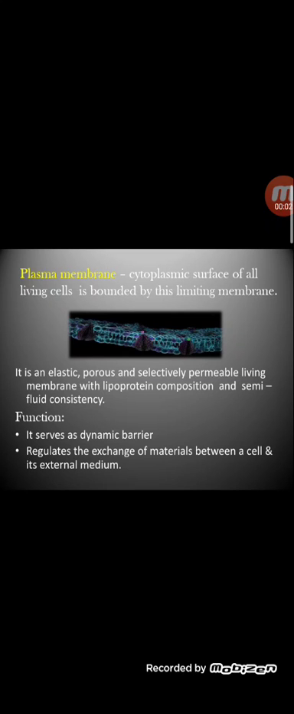So, plasma membrane, it is an elastic, porous and selectively permeable membrane which is made up of lipoprotein composition and is of semi-fluid consistency. The function of plasma membrane is it serves as a dynamic barrier and also regulates the exchange of materials between a cell and its external medium.